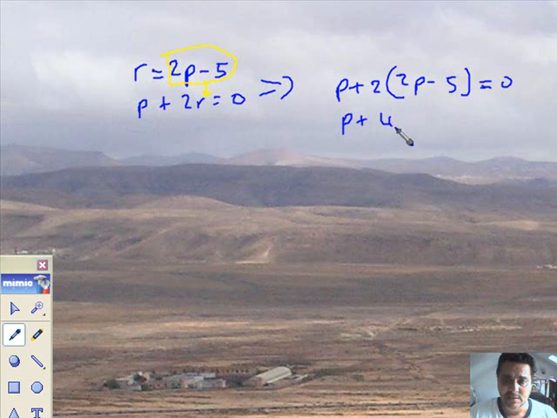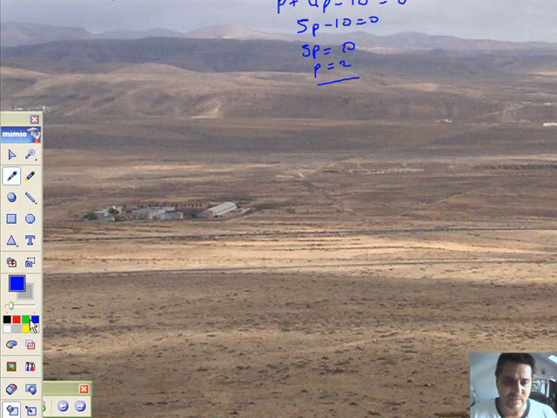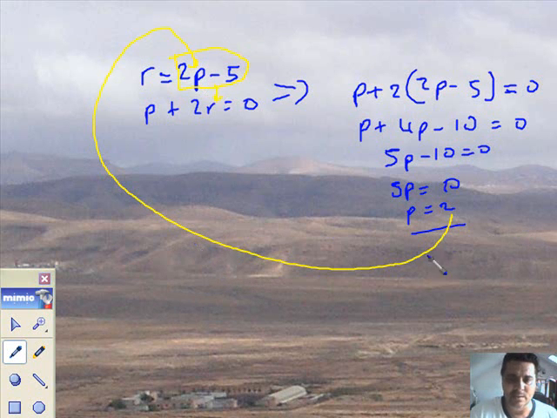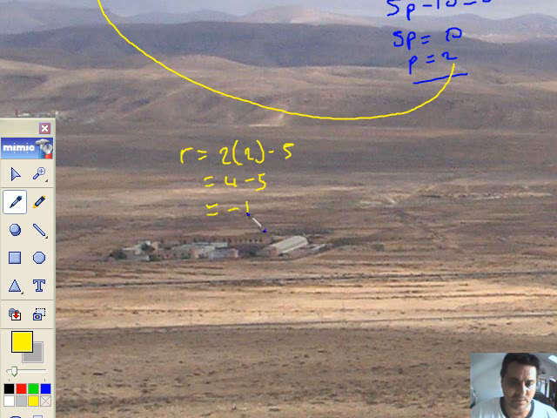Multiply out, so we've got 4p minus 10 equals 0, so 5p minus 10 is 0. I'm sure we can see where this is going. 5p equals 10, so p equals 2. Easy. So let's just substitute the p equals 2 somewhere simple in order to access the answer to r. If I shove it in there, I've got it in the form of r equals straight away, so let's squeeze it in over here. So r equals 2 lots of 2, take away 5, 4 minus 5, answer r is minus 1.